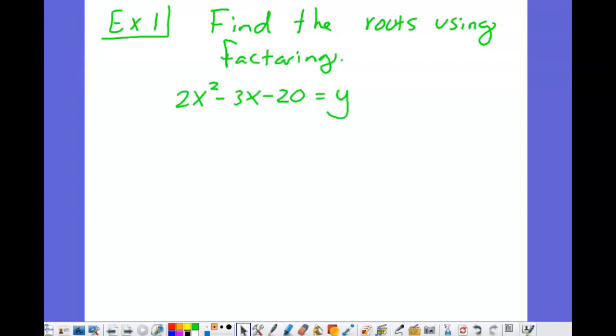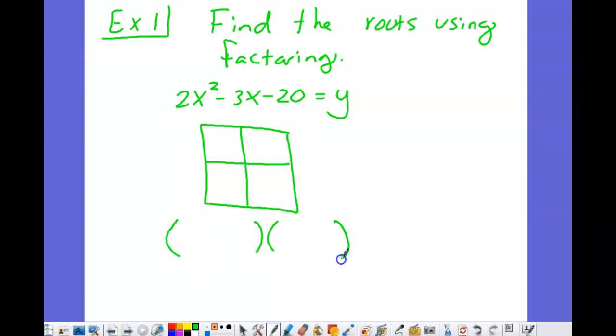Okay, here's the first thing. I would like you to factor this. I'm going to give you a second to try it out. If you forgot what that means, we're using the box. I want you to fill in these blanks for me, okay? So go ahead.